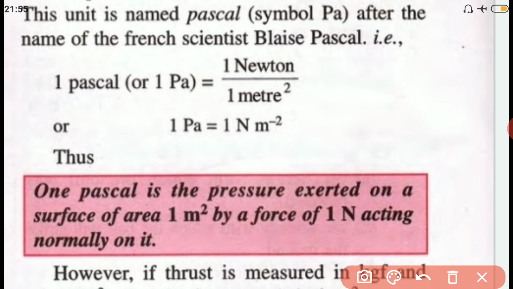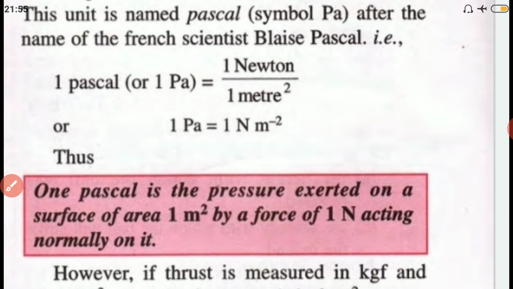Acting normally on it. If you can imagine your smart board, you can take the green side and half of the green side, that's nearly 1 meter square. And if you take small pieces of iron weighing 100 grams and spread them all over the surface of that board, that much pressure exerted on the surface of the board by the iron pieces, or whatever pieces you are using, is 1 Pascal. It is very less, right?